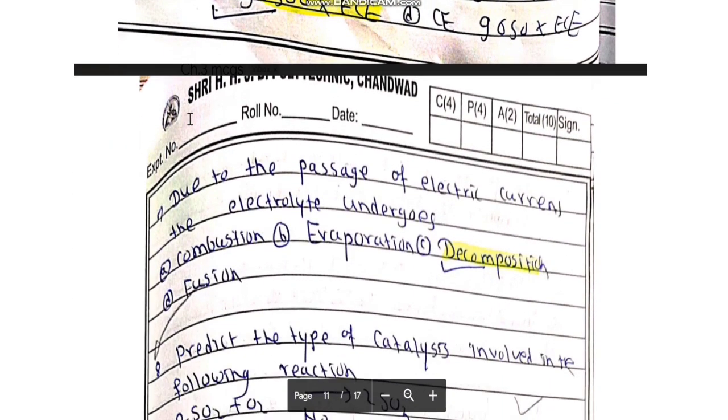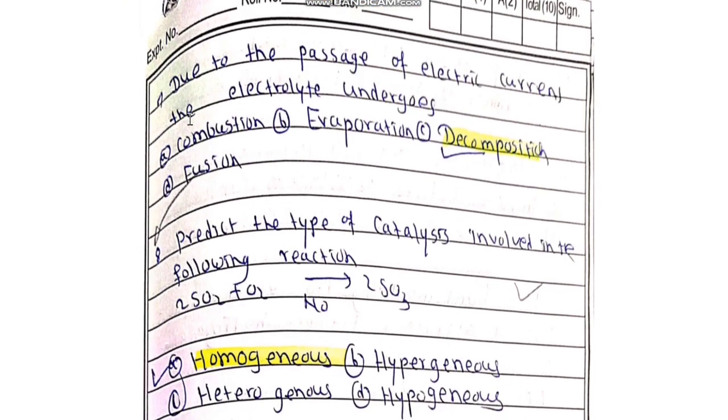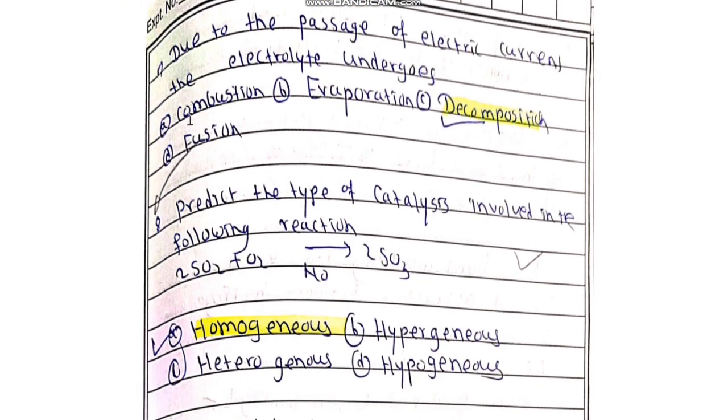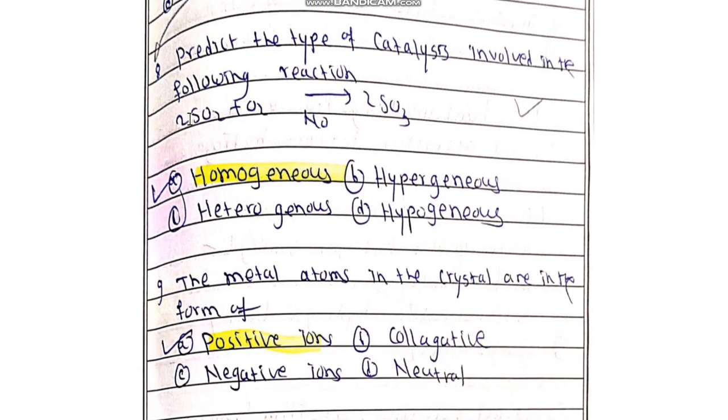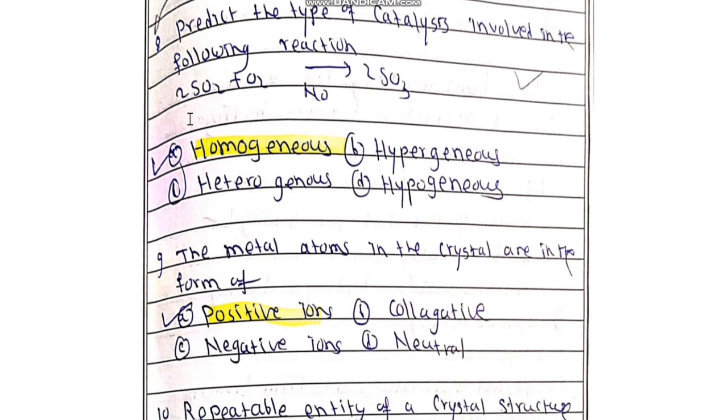Then due to passage of electric current, the electrolyte undergoes decomposition. Predict the type of catalysis involved in the following reaction. It is homogeneous. See the phase of catalyst and reactant. Both are in gaseous phase. Therefore, it is homogeneous type of catalysis.